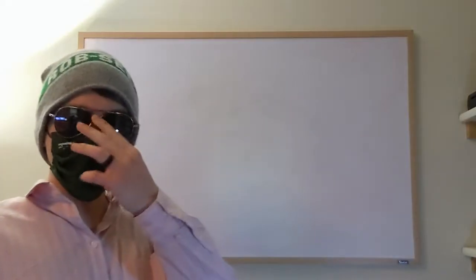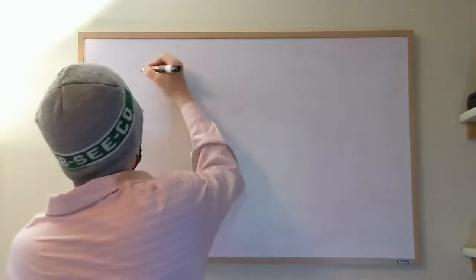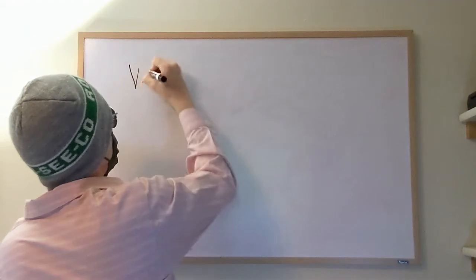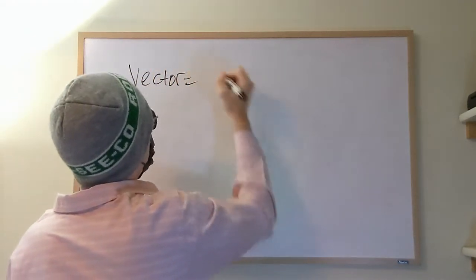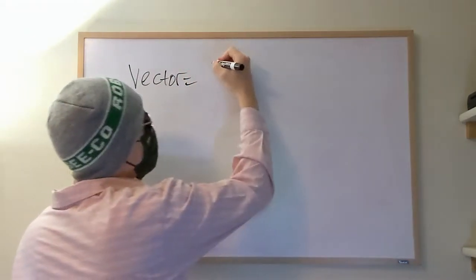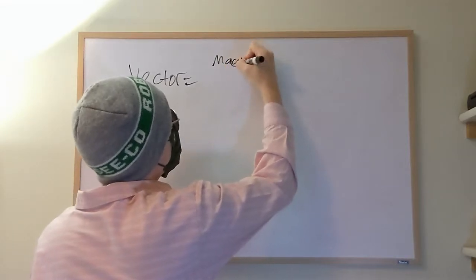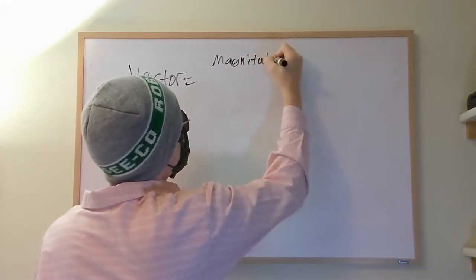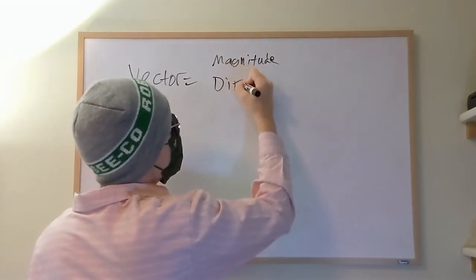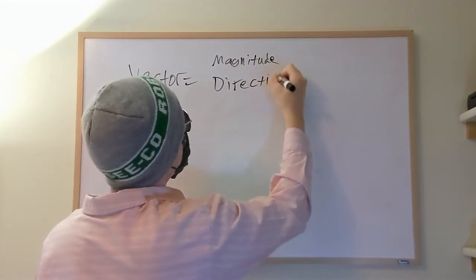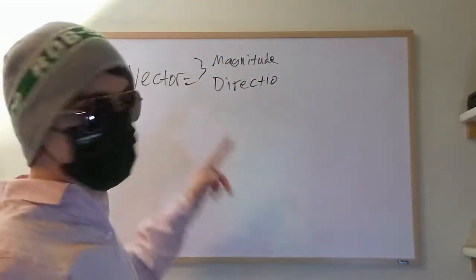Let's start by defining what a vector is. A vector is made up of two things. So we have vector, and that equals what? A magnitude and a direction. And that's what gives us a vector.